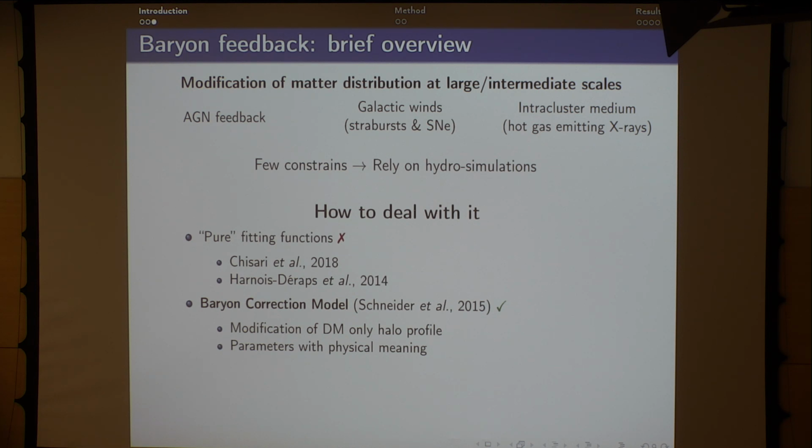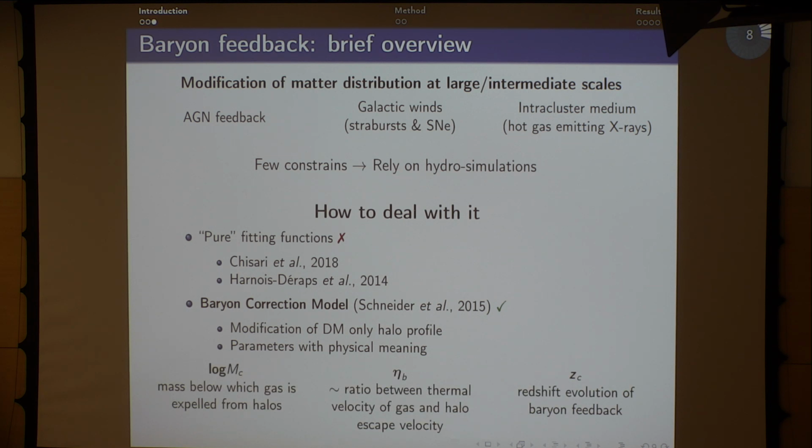First, it treats the baryon feedback as a modification of what a halo of dark matter would be if it had not only dark matter but also baryons. So it's a modification of dark matter halo properties. And also we want to introduce few parameters. In fact, we will only have 3 parameters with a well-established physical meaning. And these 3 parameters are the following. So basically, you take a threshold mass M_c and you say, okay, halos that have mass above this M_c have baryon gas in them, while halos which are below that mass are emptied of their gas, so there is no gas inside them. There is also this eta_b parameter, which can be viewed as the ratio between the thermal velocity of the gas inside the dark matter halo and the halo escape velocity. And there is also a time evolution of the baryon feedback.